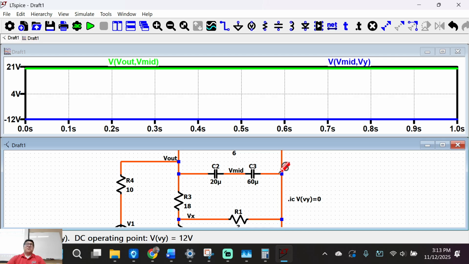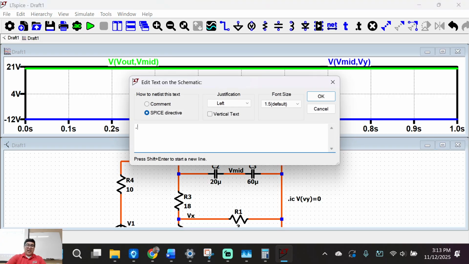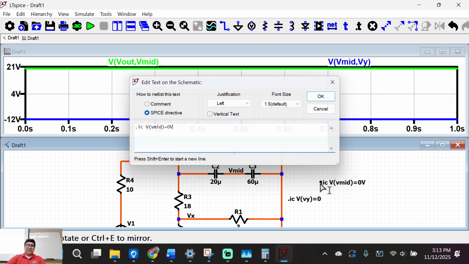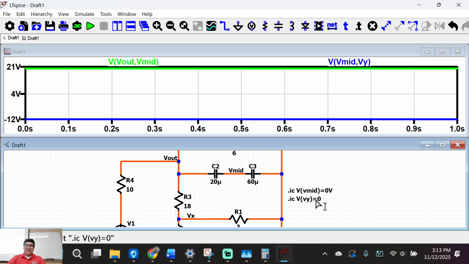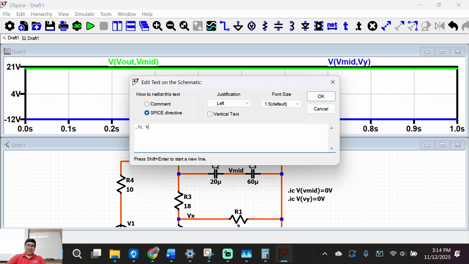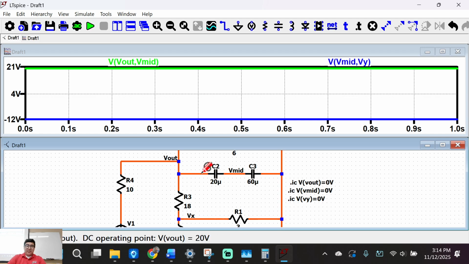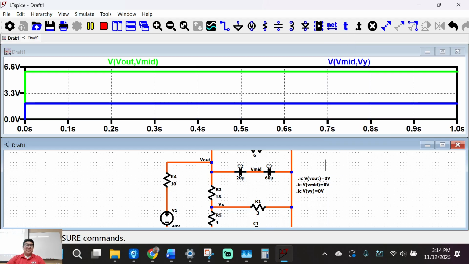So if this right here is 0 volts, I need to force this to be 0 too. Dot IC V of V mid, 0 volts. I'm going to put a V in there. Good. Now the charge between this, it's empty. Dot IC V of V out, I'm just calling it 0 volts. So now we have 0 volts here, 0 volts here, 0 volts here. All the buckets are empty. Cool. Now let's get it to run.